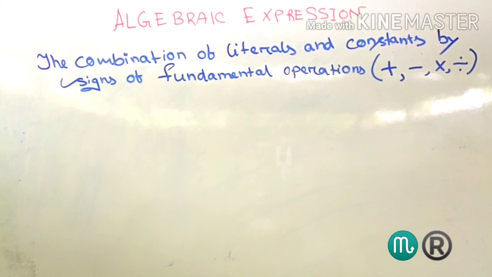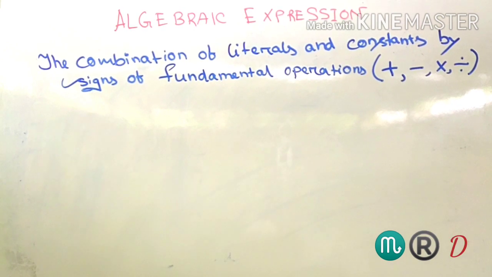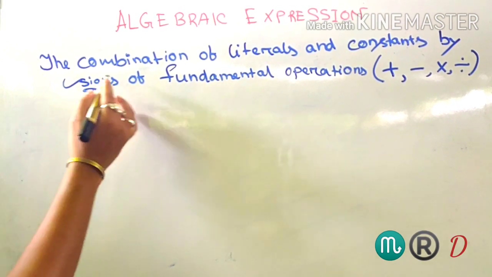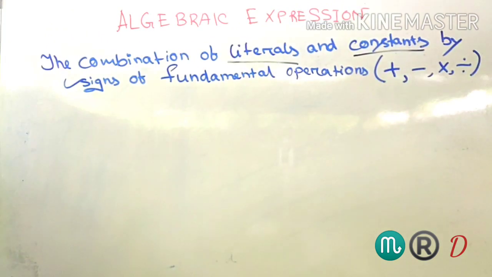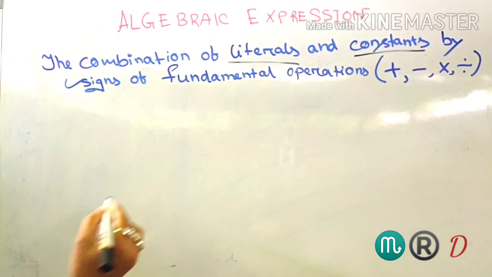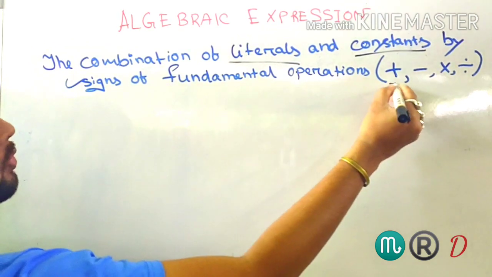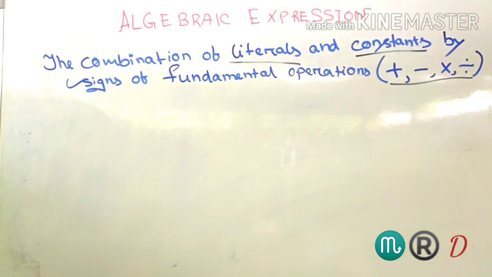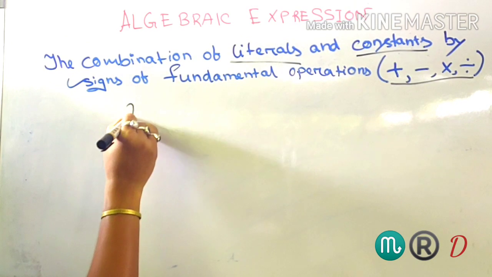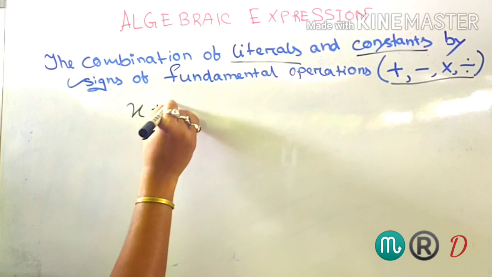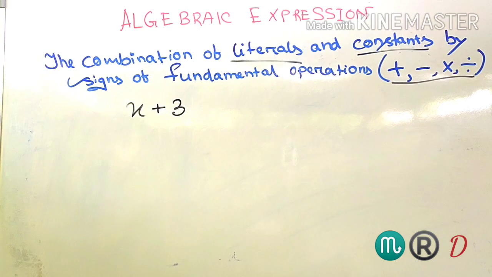Algebraic expression. The definition of an algebraic expression is given: the combination of literals and constants by the signs of fundamental operations like plus, minus, multiplication and divide is called an algebraic expression. That means, suppose, x plus 3.